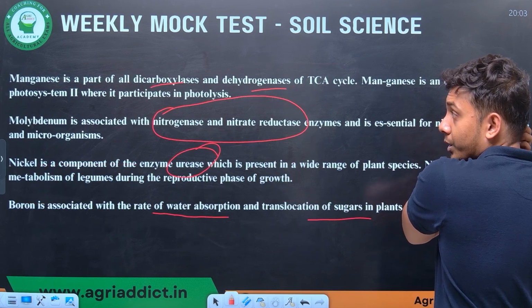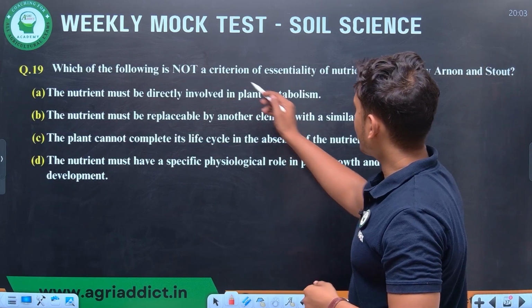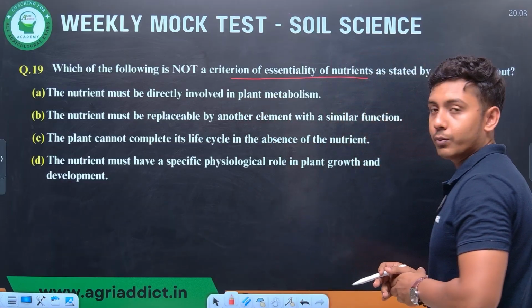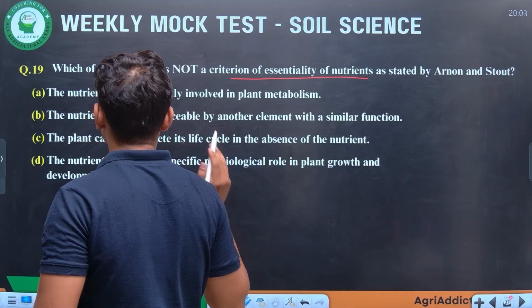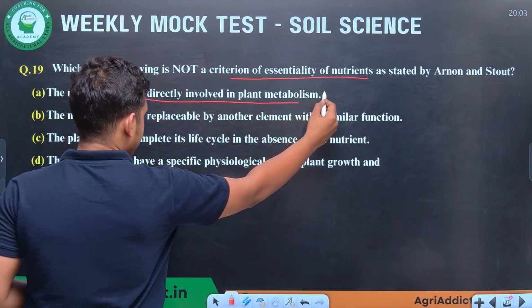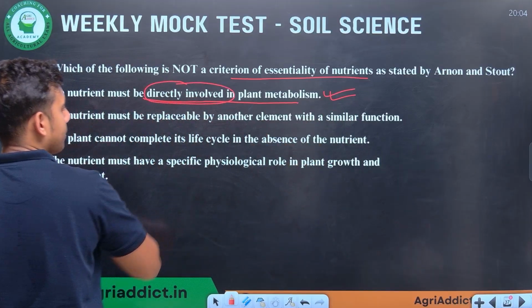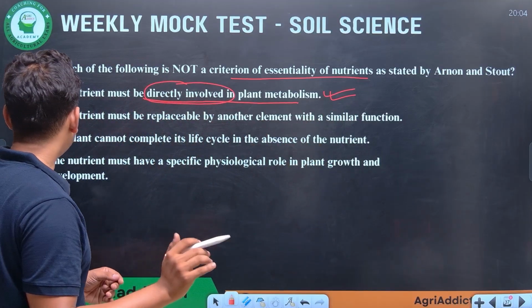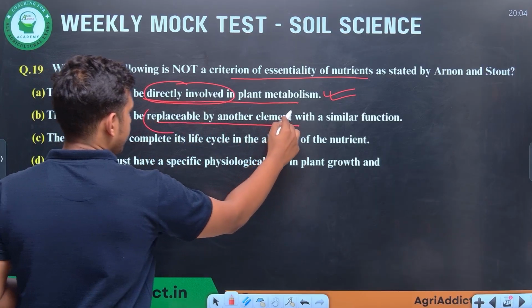Now comes the next question. Which of the following is not a criterion for essentiality? We have to remember first the essentiality criteria. The first criterion is that the nutrient should be directly involved in plant metabolism. Yes, this is right. And then: the nutrient must be replaceable by another element. No, this is not right.